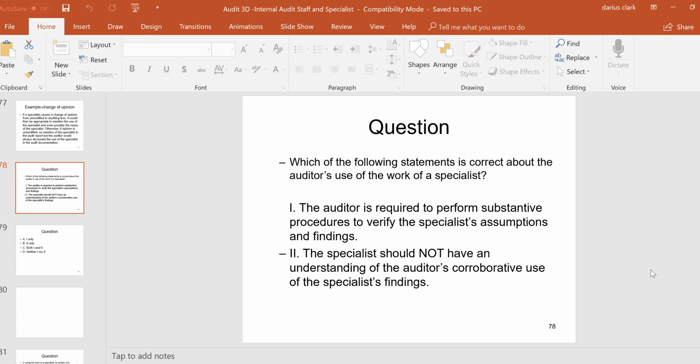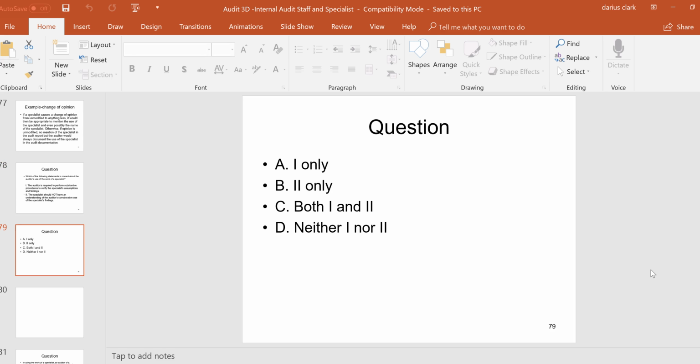And then 2 says the specialist should not have an understanding of the auditor's corroborative use. No, the specialist should know why we're hiring her and what we're going to do with her findings.